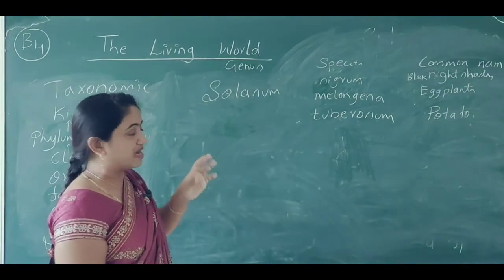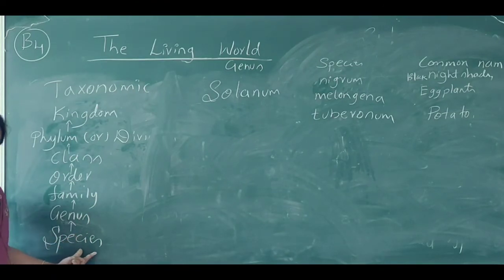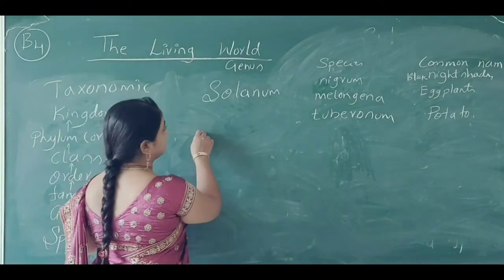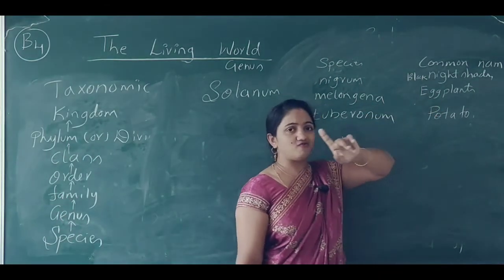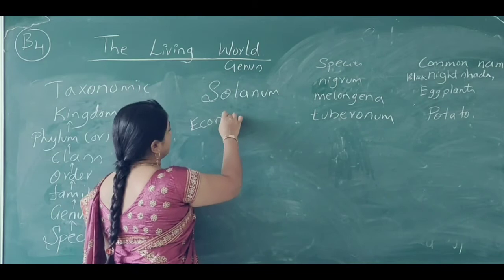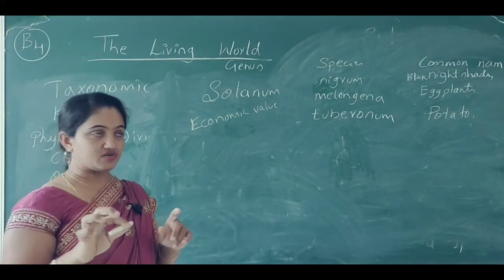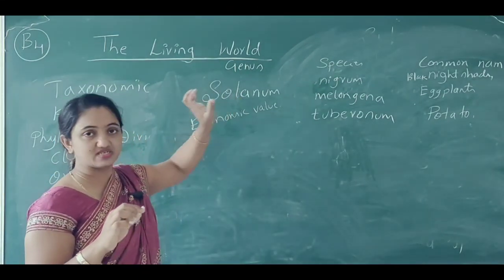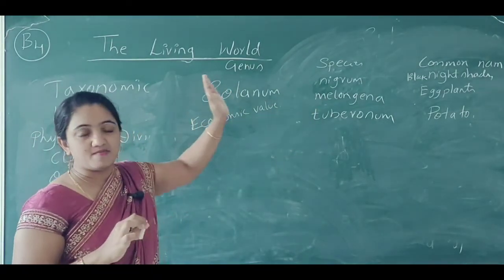That is all about my concept. Today what I am describing to you is that a number of different species come into one genera or genus. So how can we differentiate these? All these species have one common similarity: they have high economic value. That's why they put them into one common genus known as Solanum. Yes, my dear students, that's all about the plant example.